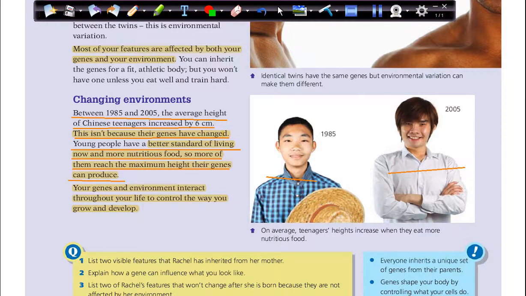So because their environment is much healthier, and their lifestyle is better than before, they start to have different height and increased height, even their body mass. You can see the difference between those two guys. Your genes and environment interact throughout your life to control the way you grow and develop. So both of them are working to control the way you grow and develop. So now let's go to the summary of the lesson.